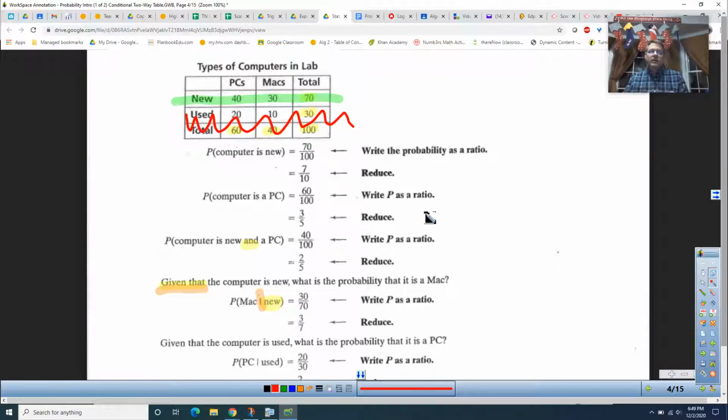So here we go. Given that it's a new computer, that means all the other stuff has gone away and all you have is 40, 30, and 70. Okay. And so it's going to be 30 out of 70.